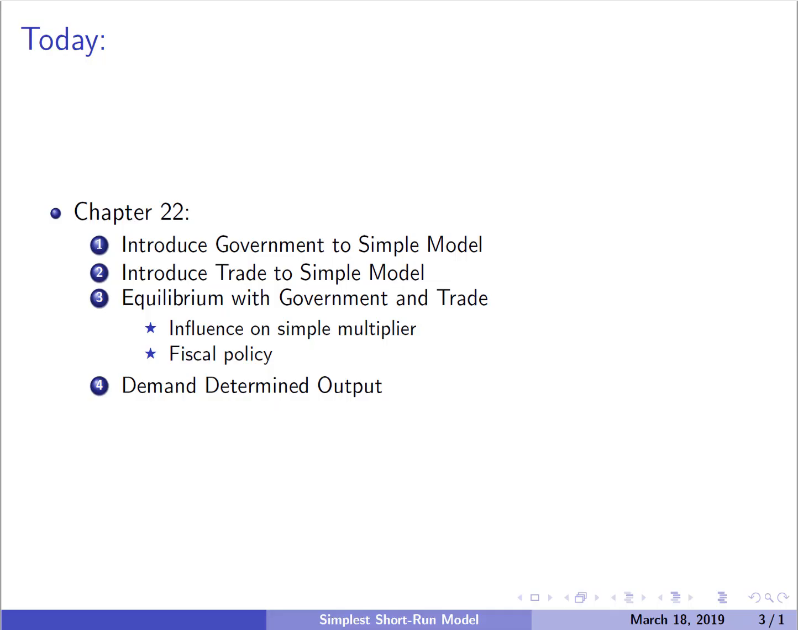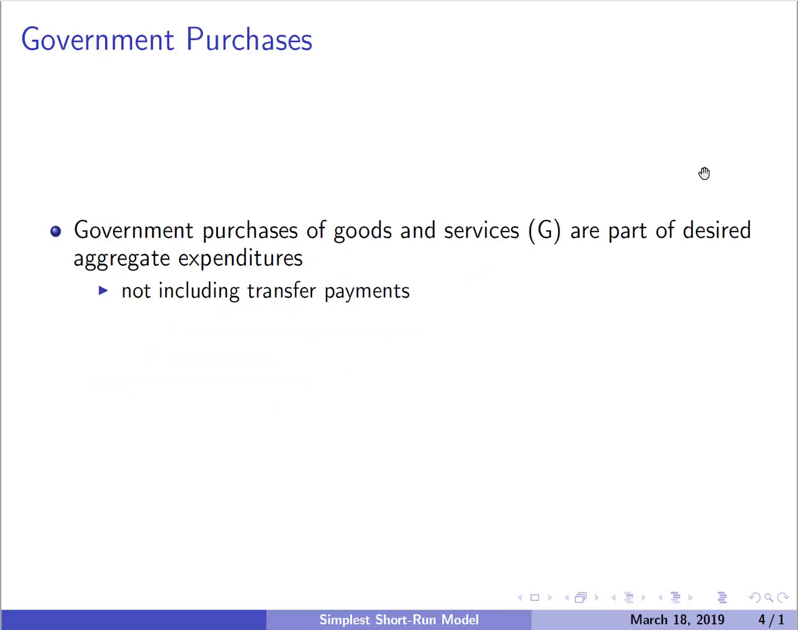Alright, so let's get started on the government. There's going to be basically two functions of the government. The first one is going to be government purchases, so things that they're buying or spending money on. And the second one is how they're bringing this money in, and that's going to be through taxation.